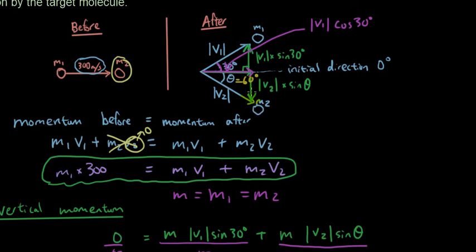The negative means it's below the horizontal. If it was 60 degrees positive, that means it'd be going up, but negative means it's going down. So theta is 60 degrees, and we found v1 and we found v2, which is the speed of each molecule.